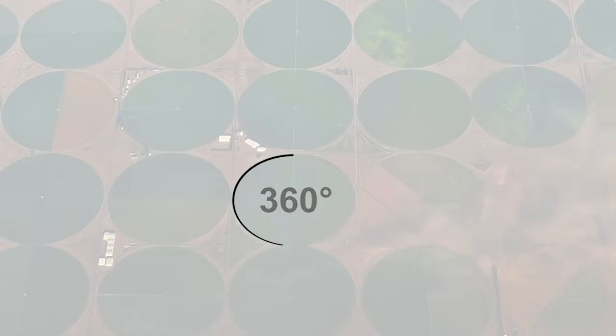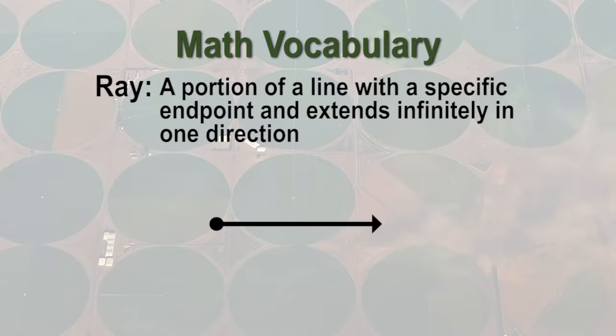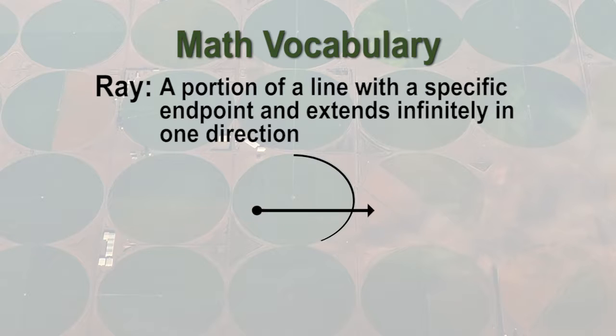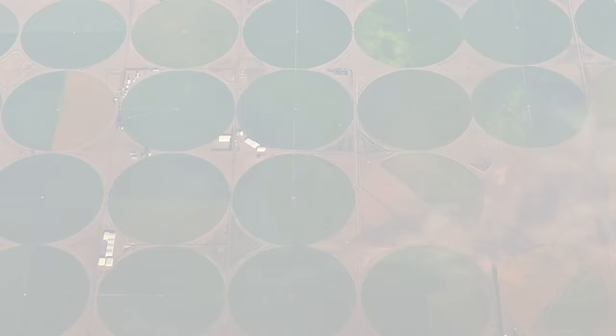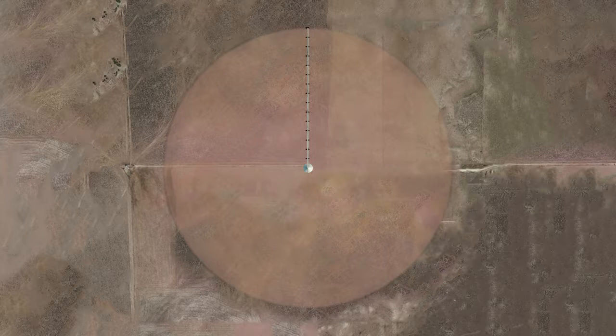As a review, they know that a ray is a line with an endpoint on one end and an arrow on the other end. In this task, the ray's endpoints are placed in the center of the crop circle. Lastly, students will use a protractor to measure their angles. Let's get to it. We have been asked to create our own circle of crops.